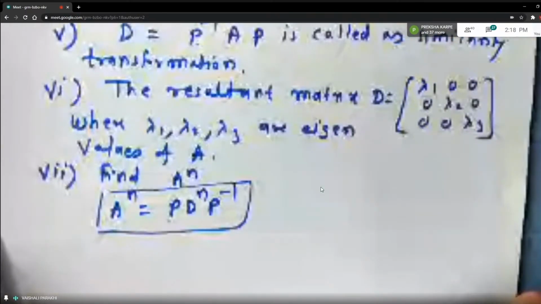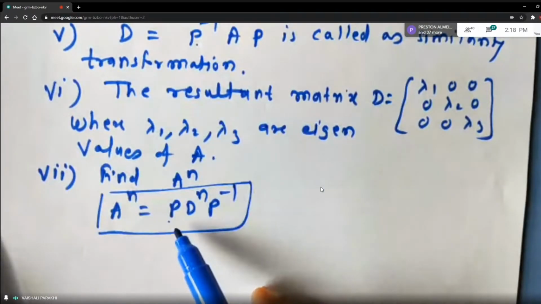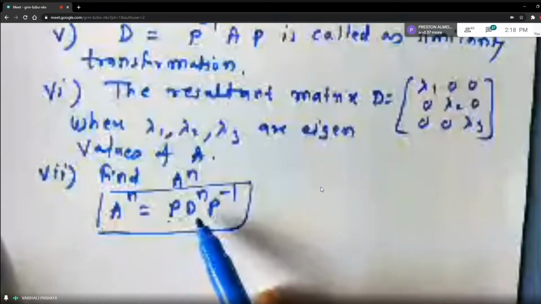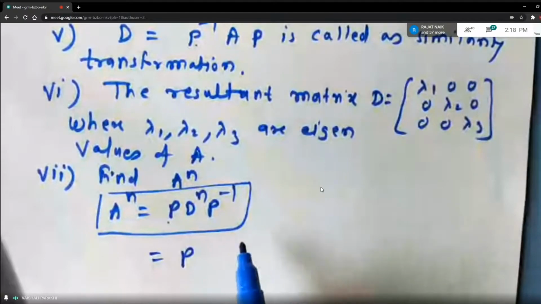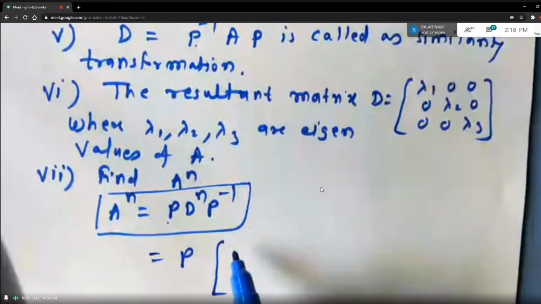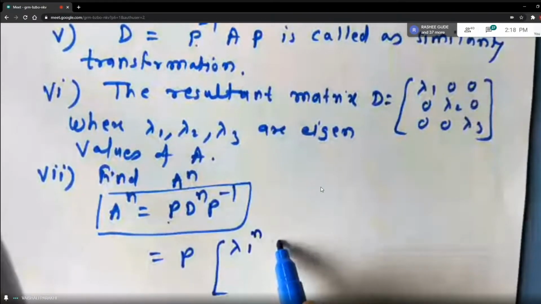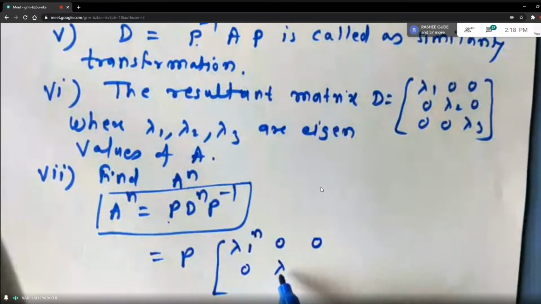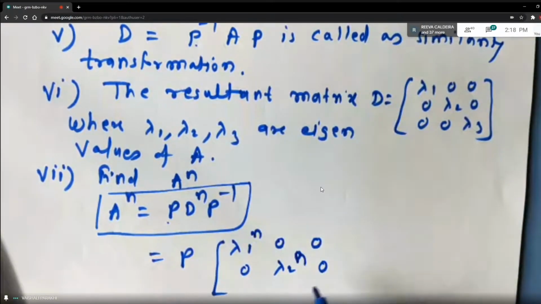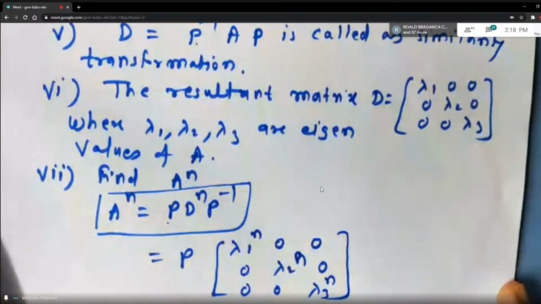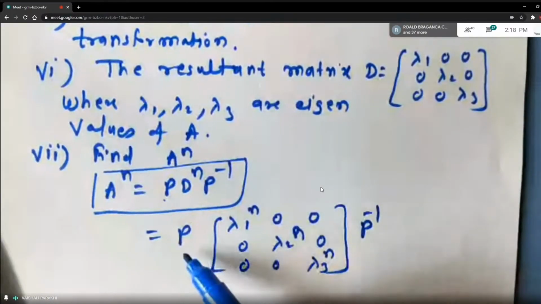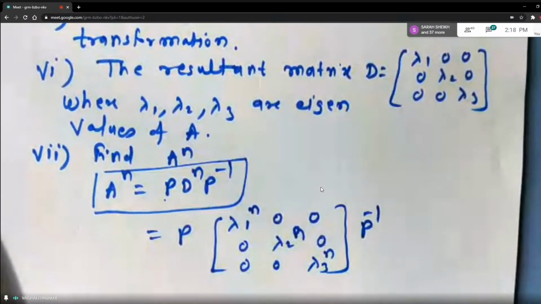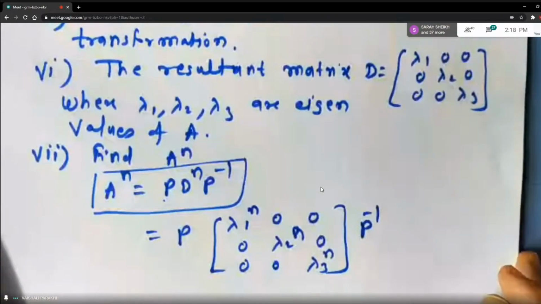Suppose A raised to 4 is asked to find out. Then it will be P D raised to 4 P inverse, because P is your matrix which you are going to get. How will D raised to n look? Lambda 1 raised to n, 0, 0, 0, lambda 2 raised to n, 0, and 0, 0, lambda 3 raised to n. So this will be your A raised to n matrix after multiplying all three matrices.